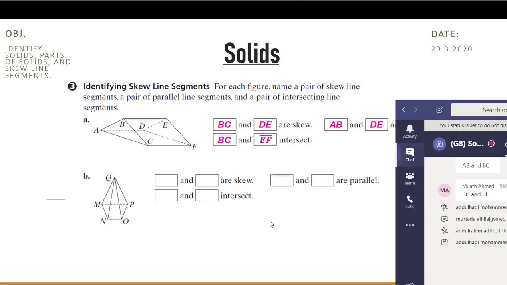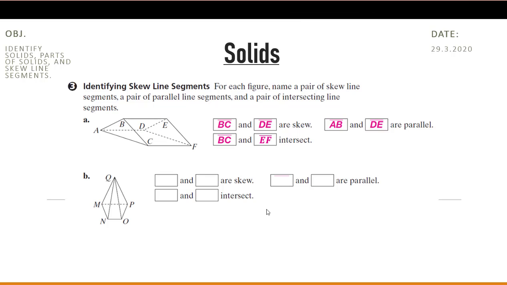In the next one, because BC and EF, these two are parallel. In number B2, skew lines, for example, MP and QO. MP, this line, and QO. These two are not in the same plane. Two parallel lines, the only answer here is MB and NO.